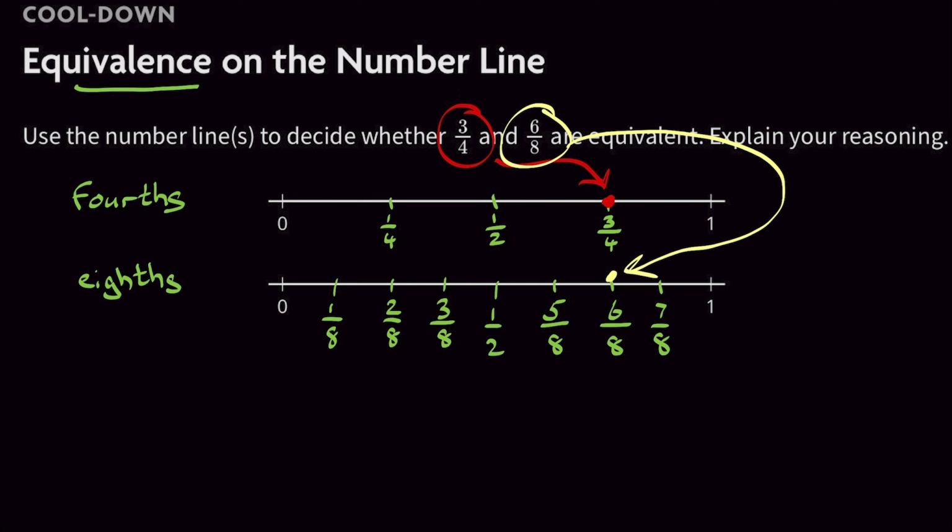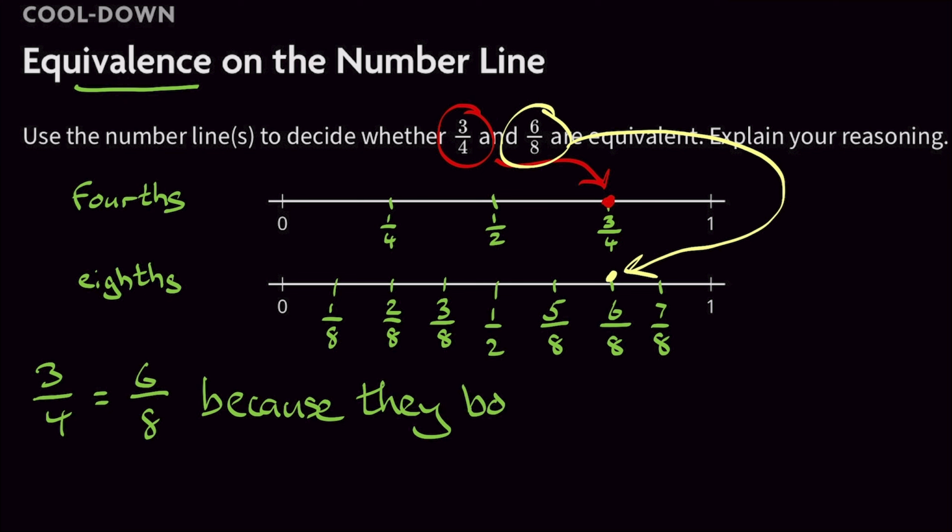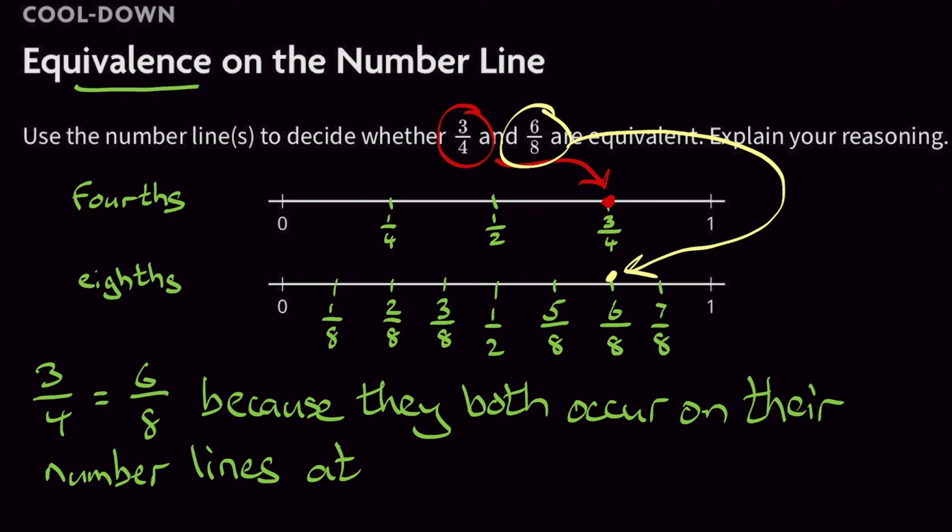They want us to explain our reasoning. So 3/4 does equal 6/8 because they both occur on their number lines at exactly the same place. And you can see, because they have lined up the number lines with the zeros and the ones exactly on top, that 3/4 is exactly above 6/8. So we know that they are the same.